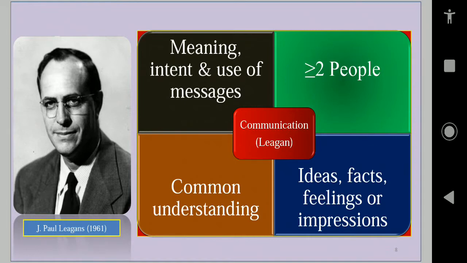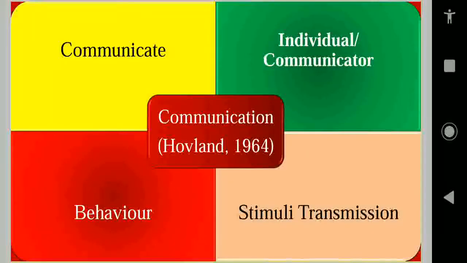In such a way that both have a common understanding of the meaning, intent, and use of that message. Then come to the second definition, given by Hovland in 1964. Another scientist gave this definition: communication involves an individual or communicator transmitting stimuli so that it helps change the behavior of the communicatee, the ultimate receiver of the message. Here we add the transmission of stimuli.